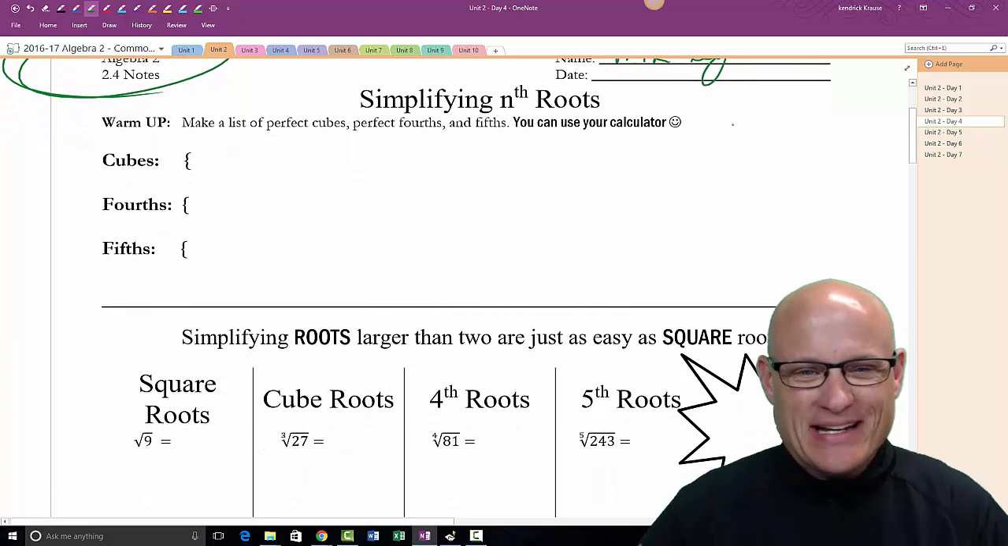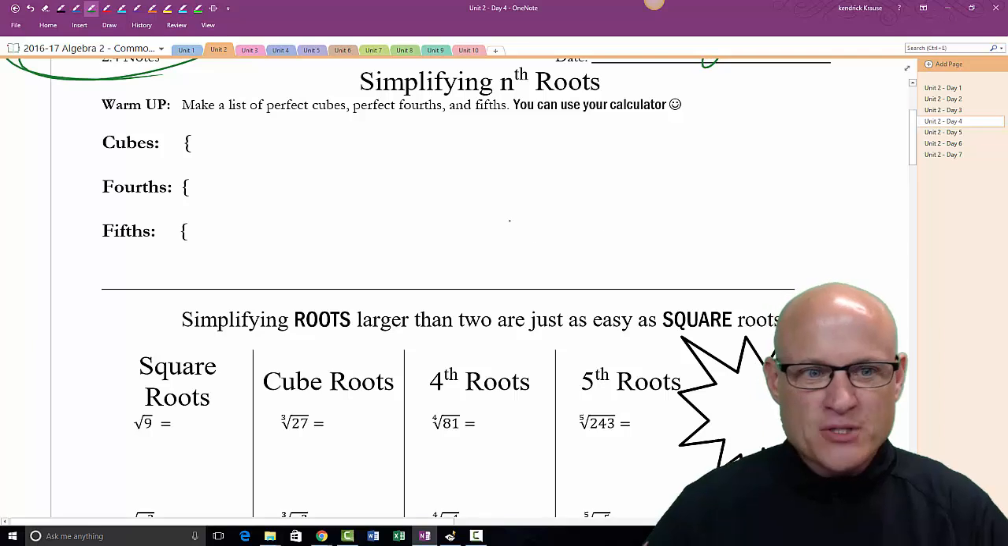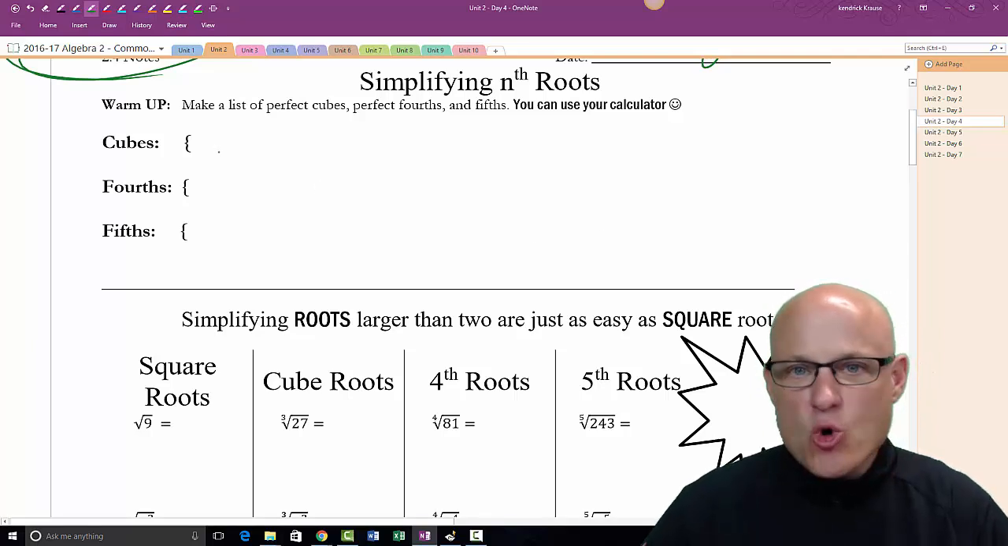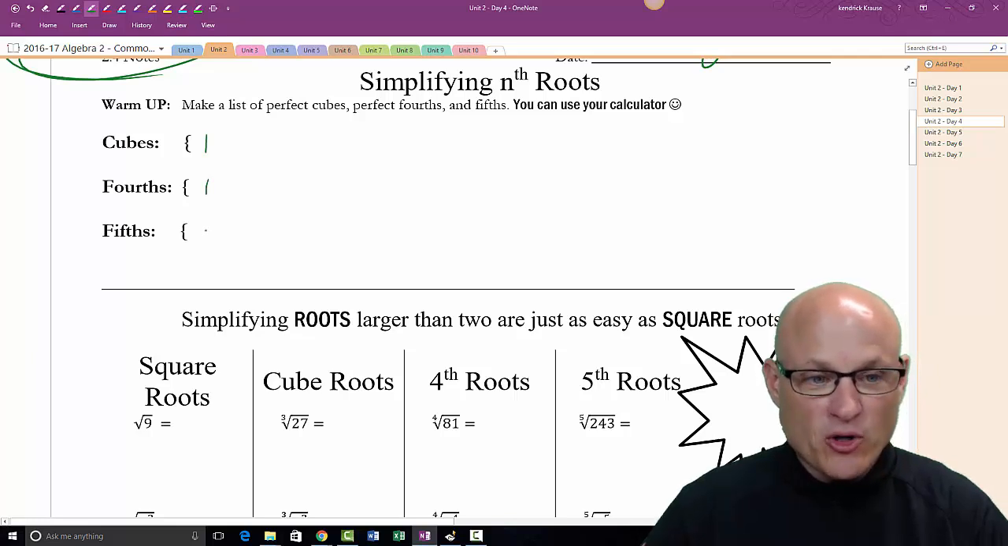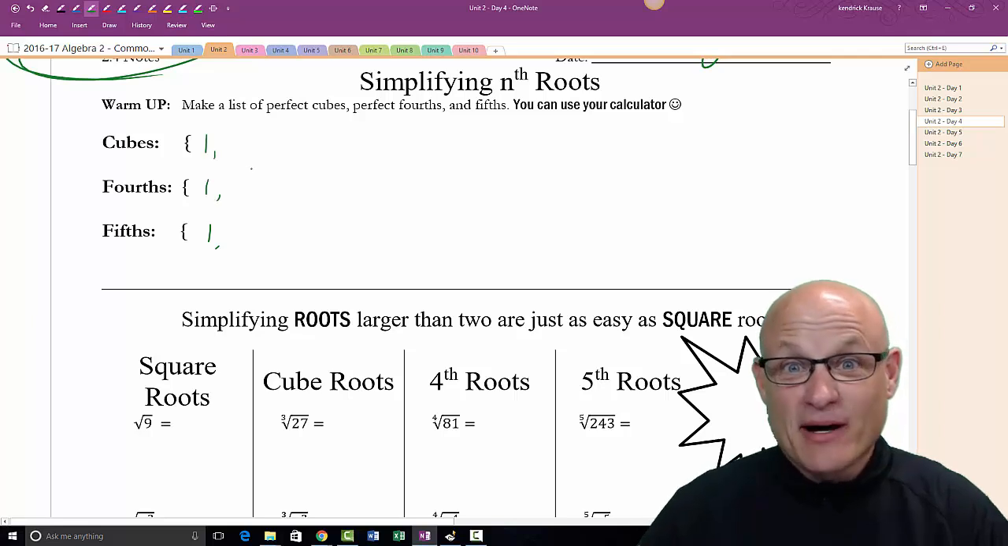So we need to make a list of our perfect cubes, our perfect fourths, and our perfect fifths. We're not going to do too many fourths and fifths. We'll do some cubes though. And you should know these. So, the first perfect cube is 1. The first perfect fourth is 1. The first perfect fifth is 1. Now, that's kind of boring, so let's not worry about those.